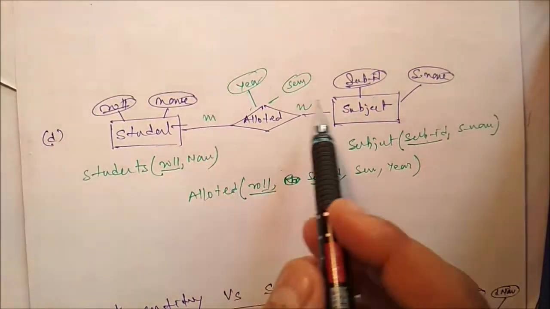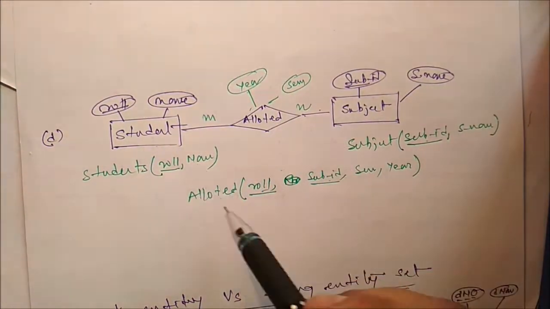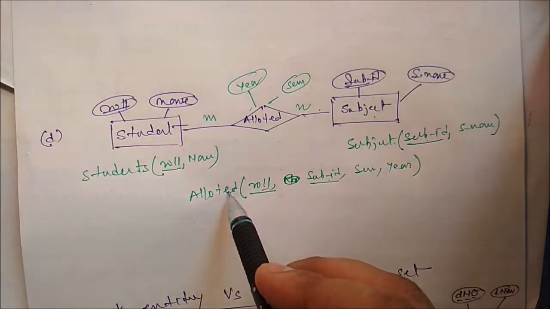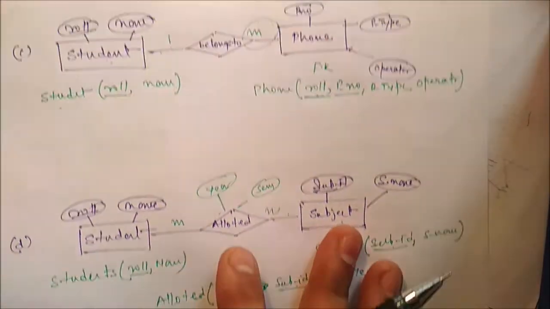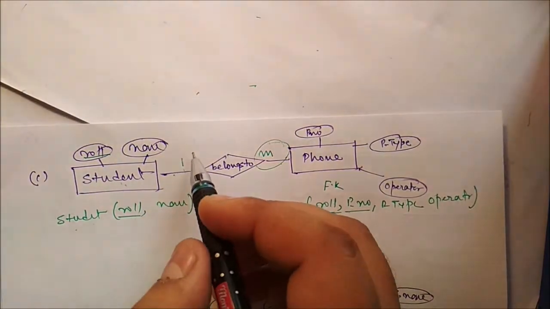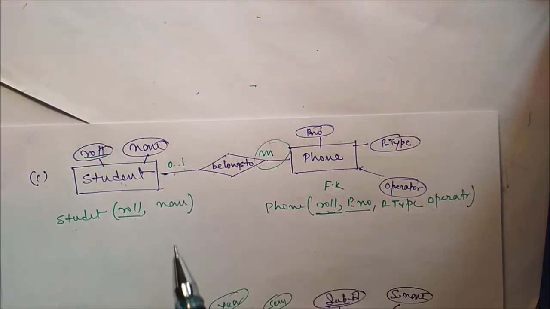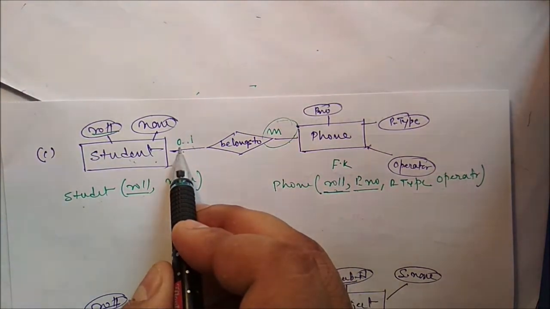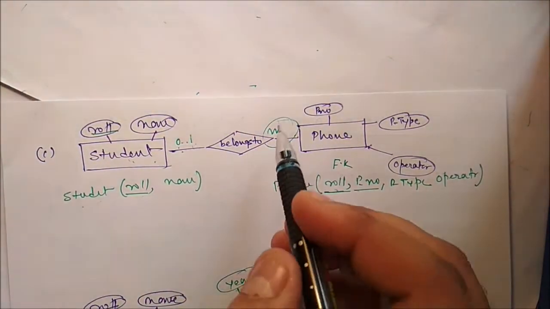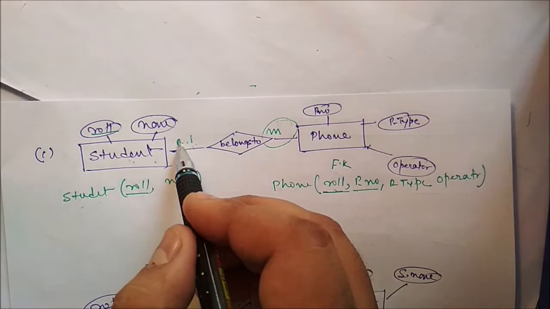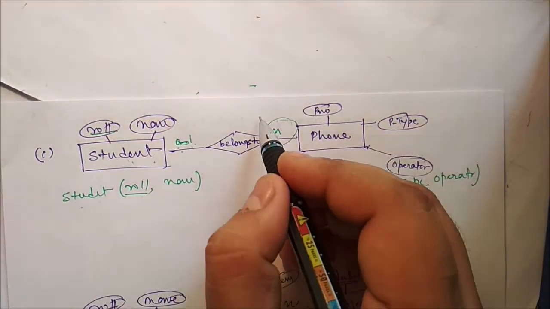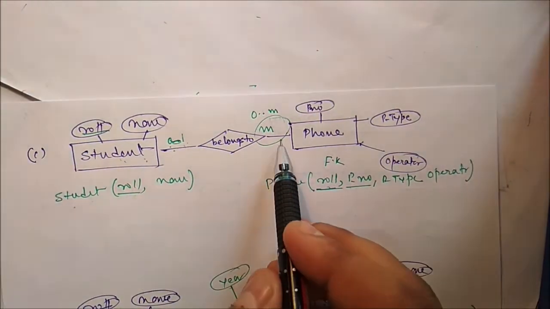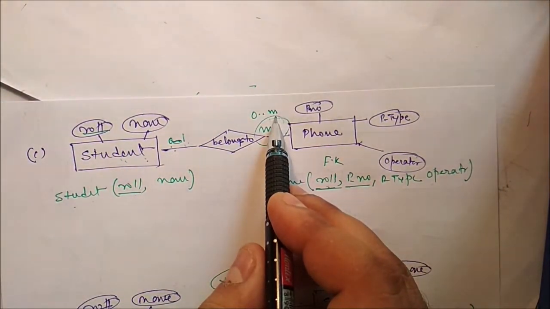So if it is an M to N relationship, we need three tables: the student table, the subject table, and the allotted table. And one more thing is there. If you put it this way, say 0.1, that means a student may have 0 phone number or 1 phone number. If it is 0.m, a student may have 0 phone number or m number of phone numbers.